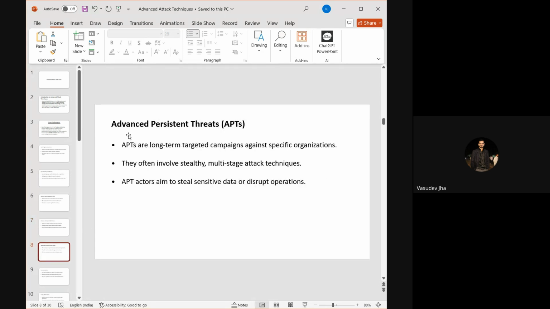After that, we have APTs, advanced persistent threats. APTs are long-term targeted campaigns against specific organizations.